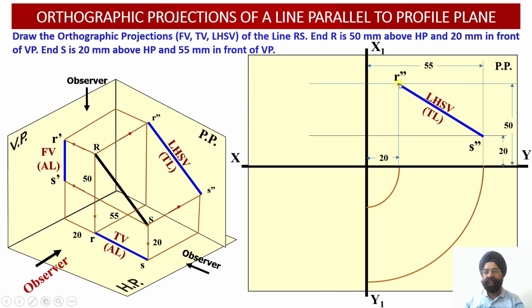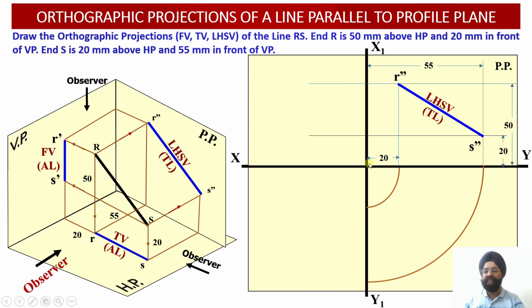When the observer looks at this line from the top, we will see that the point R double dash will be projected on the XY line as R over here. Similarly, the point S double dash will be projected on the XY reference line as point S. Now these 2 points we have to project in the top view using these 2 transfer lines.